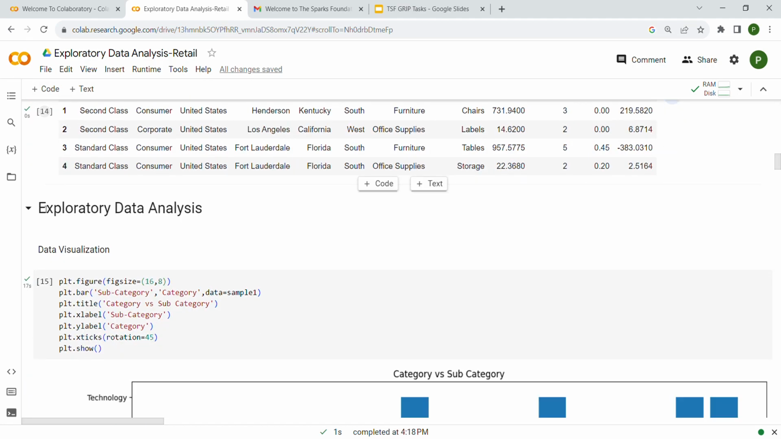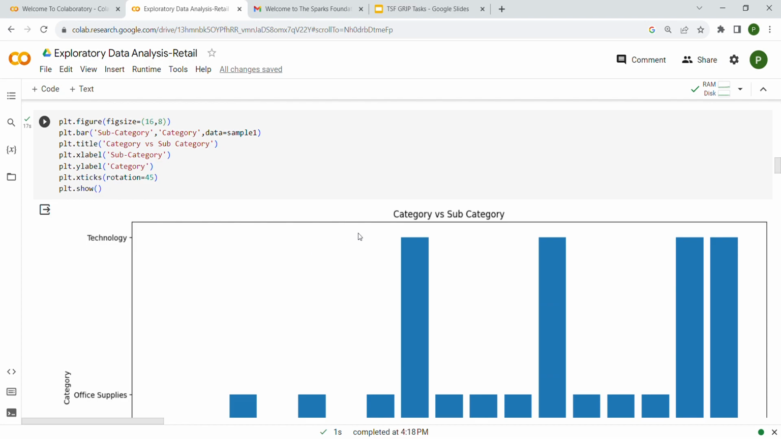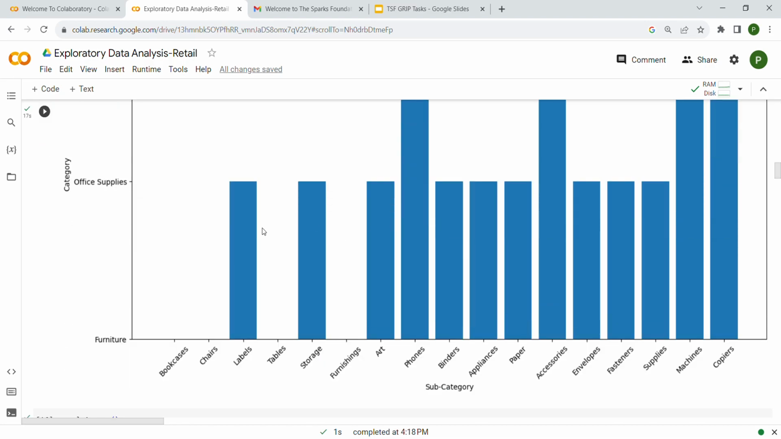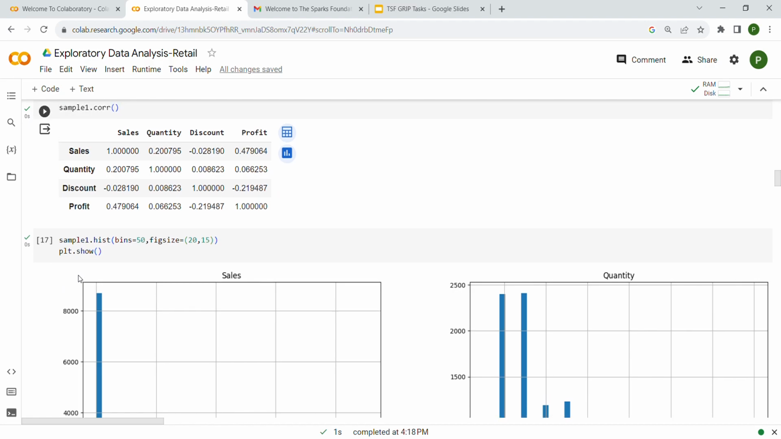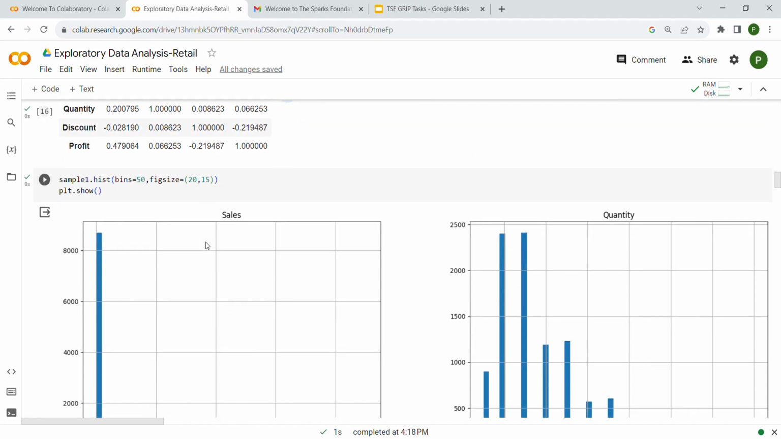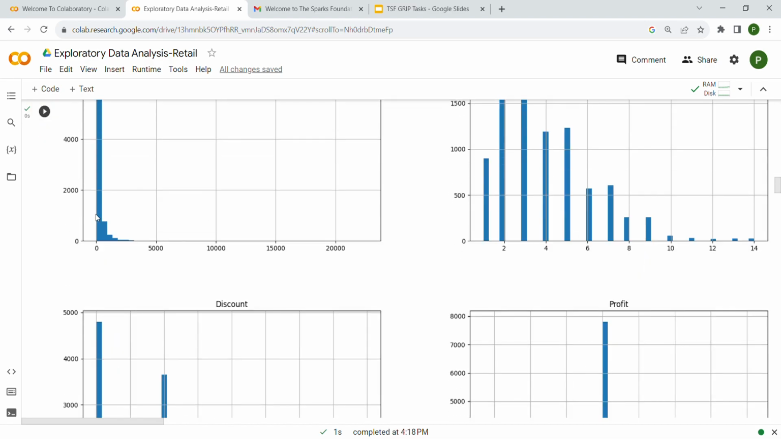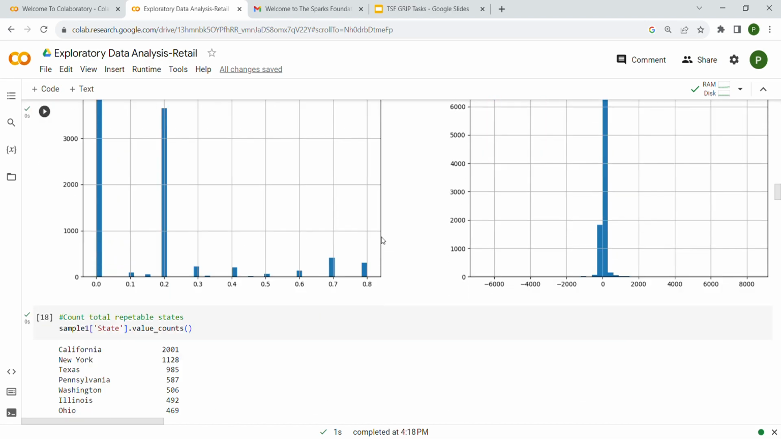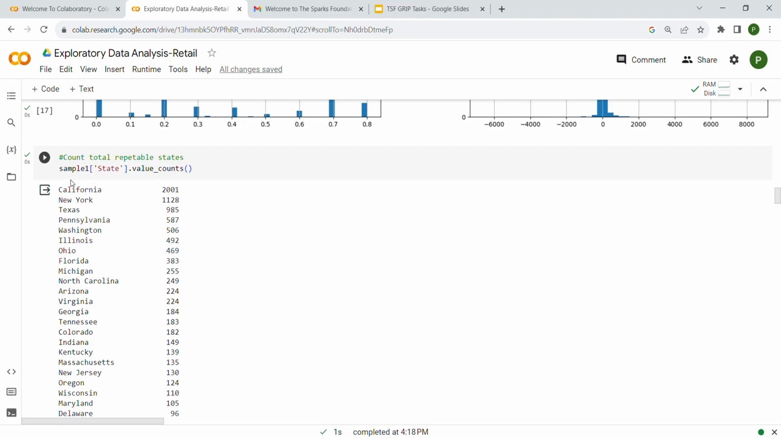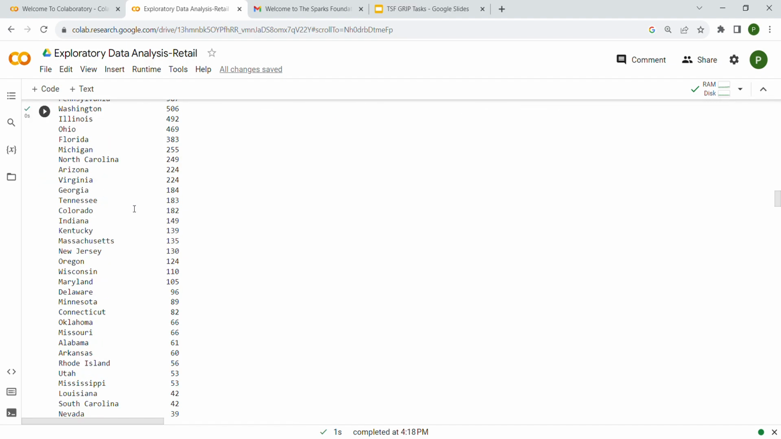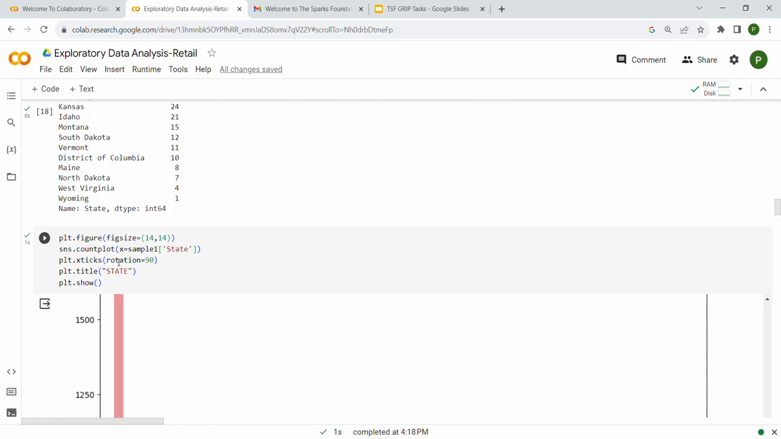And then here comes the exploratory data analysis, the data visualization, the graph we got, the category versus subcategory, then the sample.corr correlation, and here are our histograms. We have given the bin size 50 and figure size 20 by 15. You can give it according to your convenience. Then count total repeatable states. After that we got the count plot.